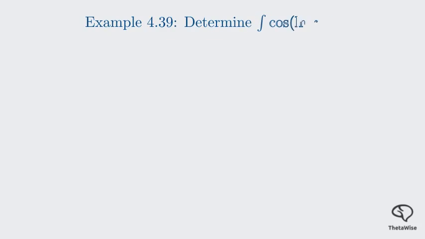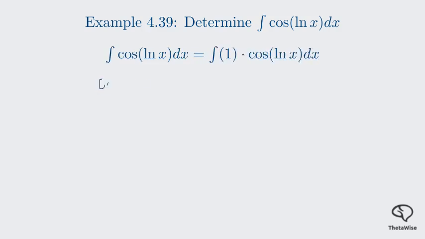Let's work through one more comprehensive example, example 439, that wasn't included in the main list of problems but is provided in the document. We need to determine the integral of cos of the natural logarithm of x. This problem is a combination of two things we've learned. It doesn't look like a product, so we'll treat it as 1 by multiplying by 1, and it's also a recurring integral. We'll rewrite it as the integral of 1 times cos of ln x dx.